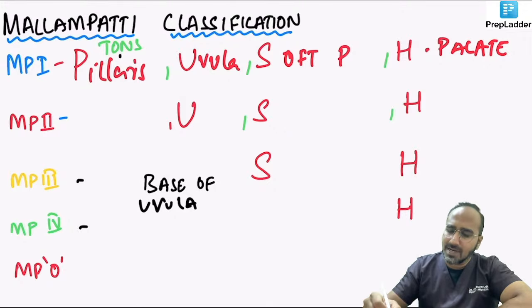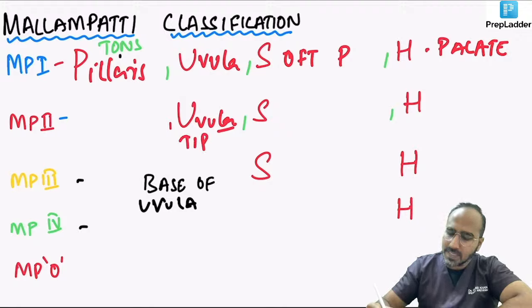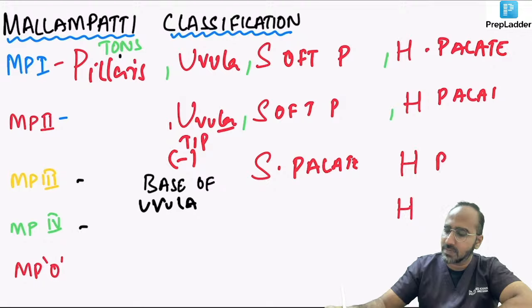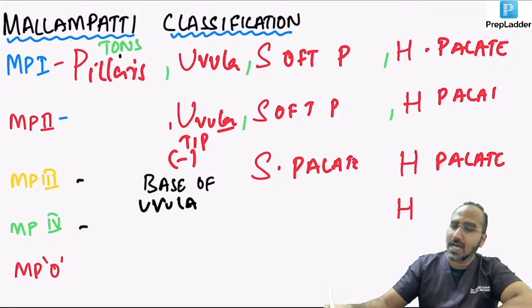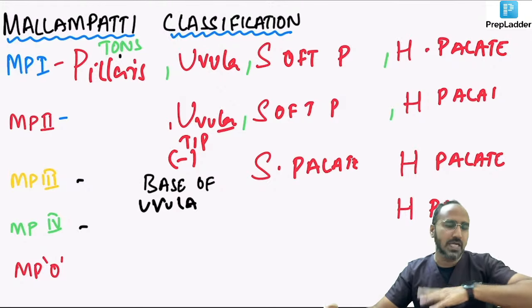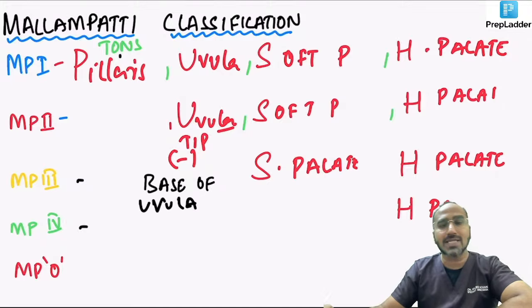Class 2 means what? Part of the tonsillar pillars is visible, and the tip of the uvula is not visible. Soft palate and hard palate are visible. That is class 2. Class 3 means the base of the uvula, soft palate and hard palate are visible. That is Mallampati class 3. Class 4 means only the hard palate is visible. That means the patient does not have adequate space for laryngoscopy. That is class 4.